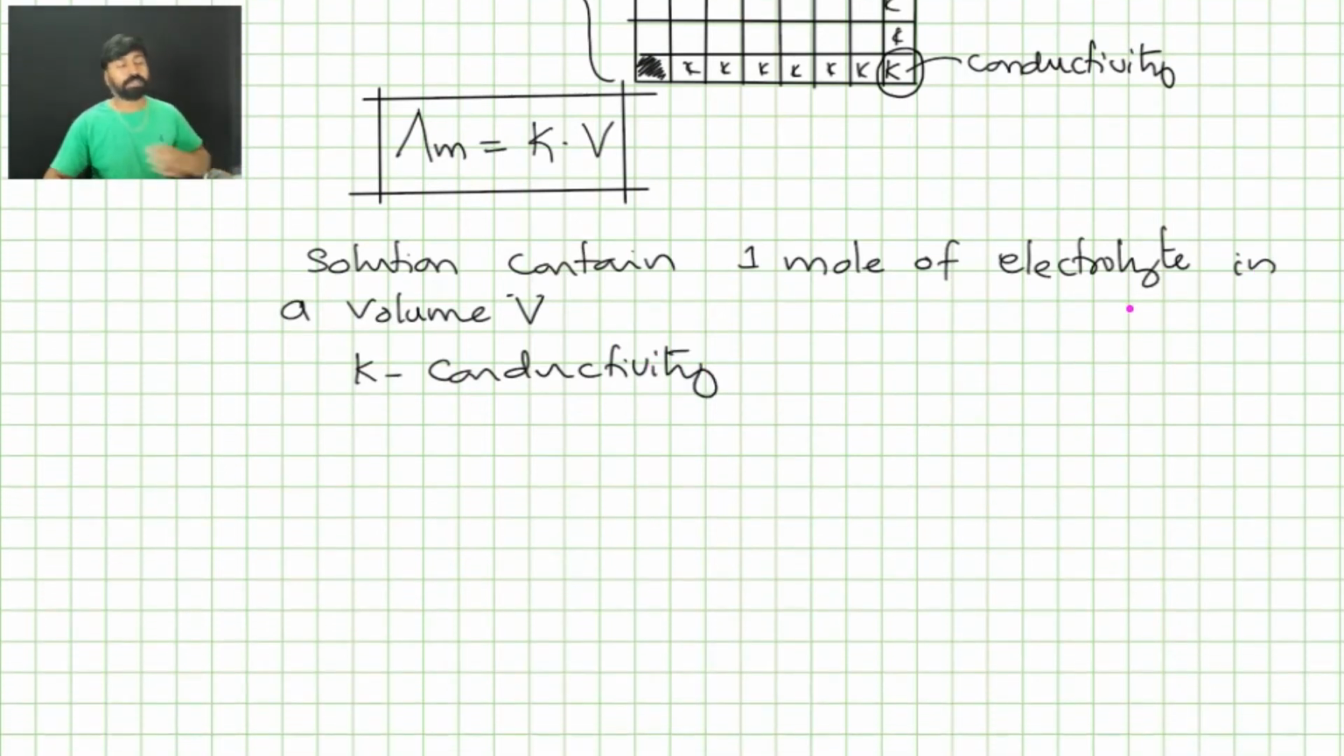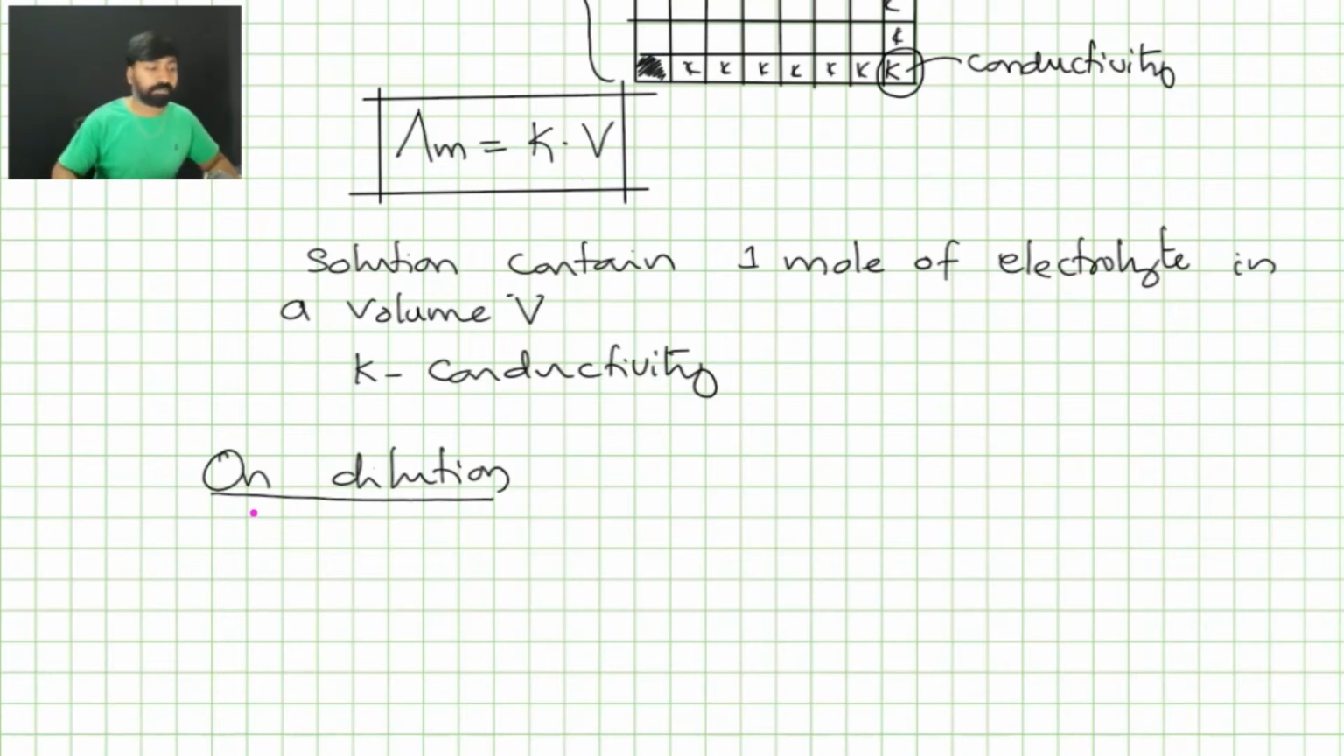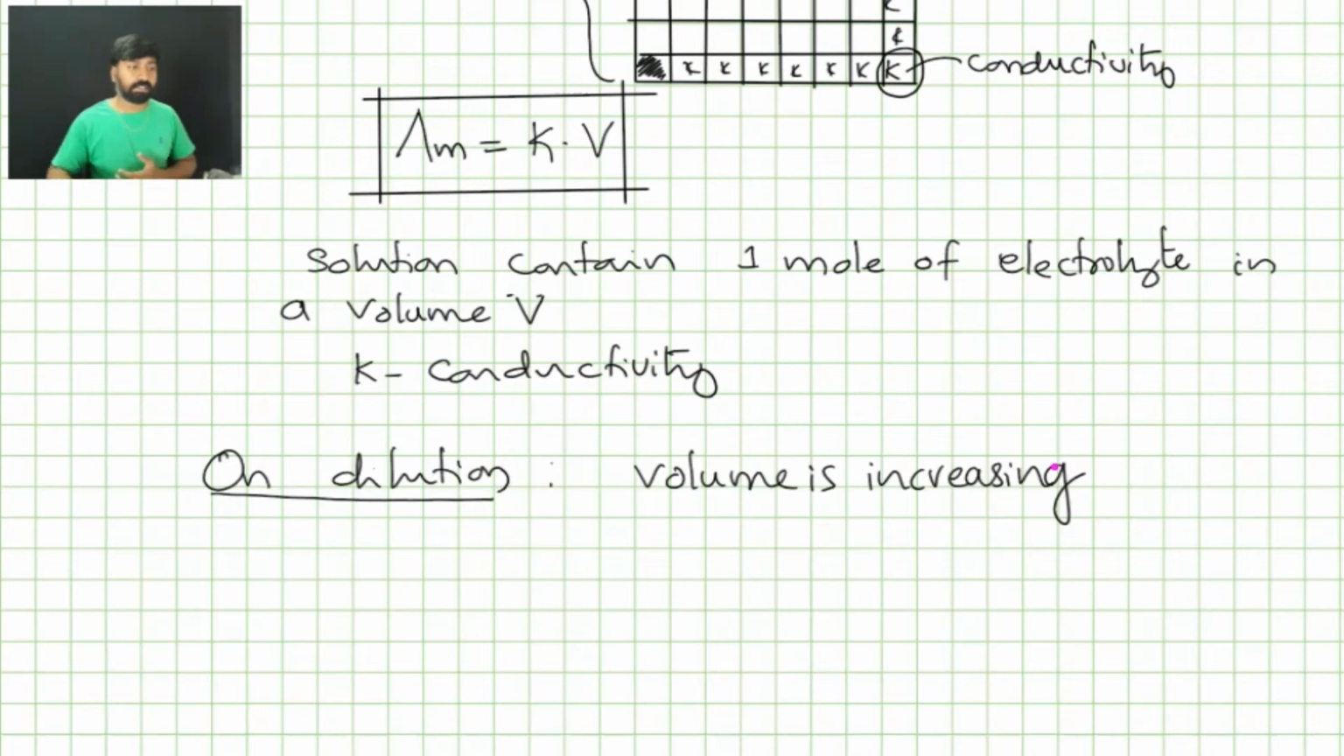Now, as we know, as you do the dilution, the volume increases. Look at the formula, you will see that the volume term is there. On dilution, the volume is increasing. As the volume is increasing here, obviously the molar conductivity, which is directly proportional to the volume, therefore this implies an increase in molar conductivity.